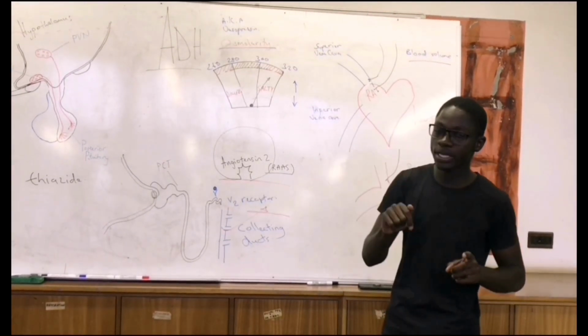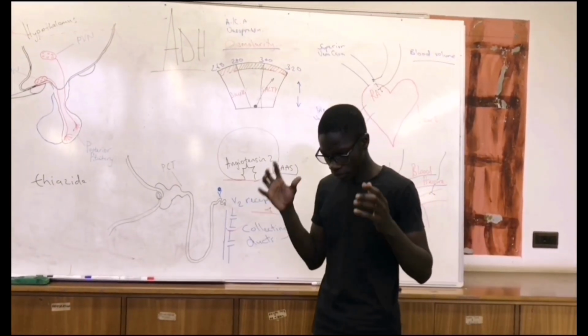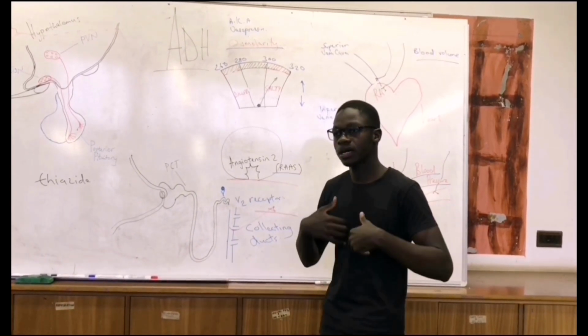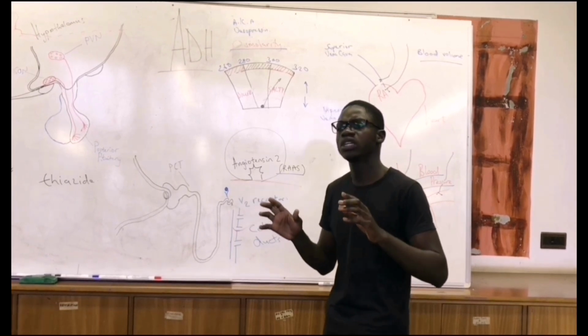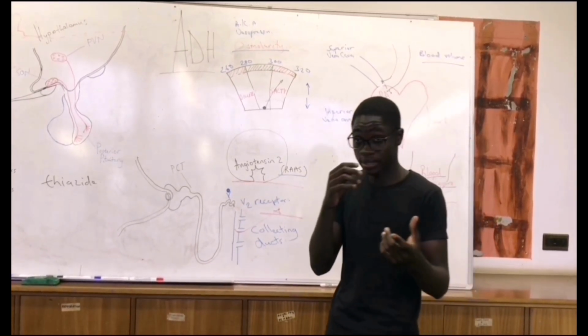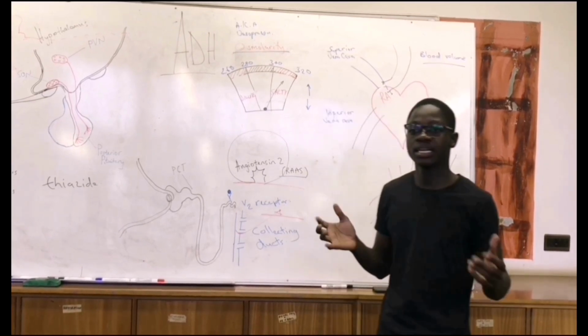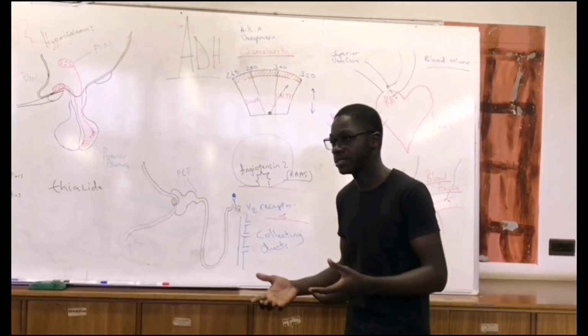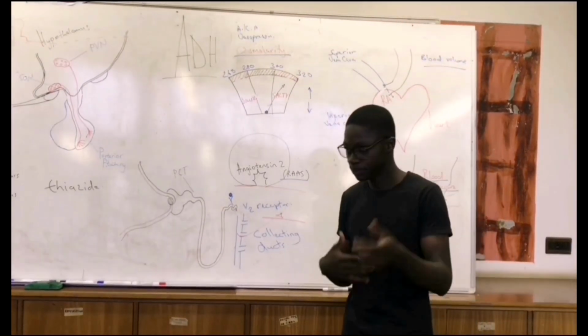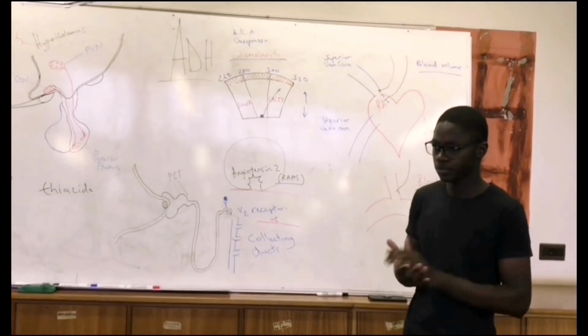Then it also works in the liver, in which it causes gluconeogenesis and glycogenolysis. It's a stress hormone. It's diabetogenic. It increases the amount of glucose in blood, since when you are in a stressful situation, you need energy.